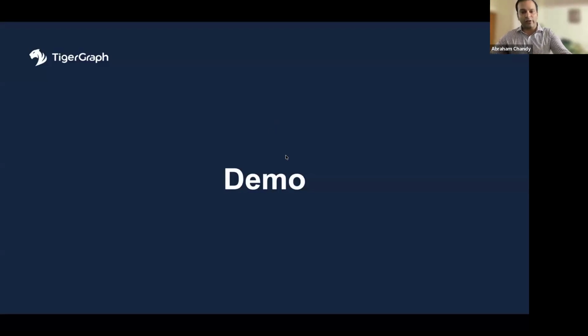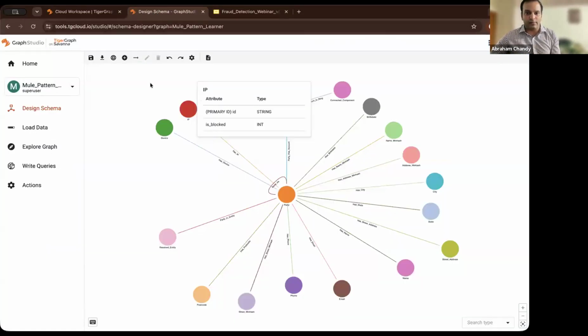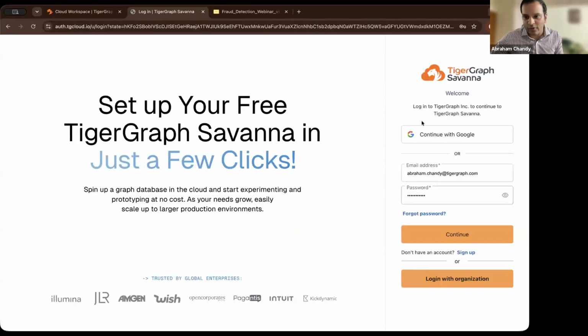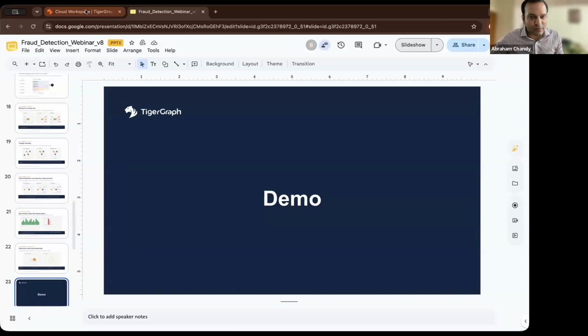So let's actually move on to the demo real quick. We have TigerGraph here. We have Graph Studio, where I have to log in again. If you excuse me for a second, do that real quick.